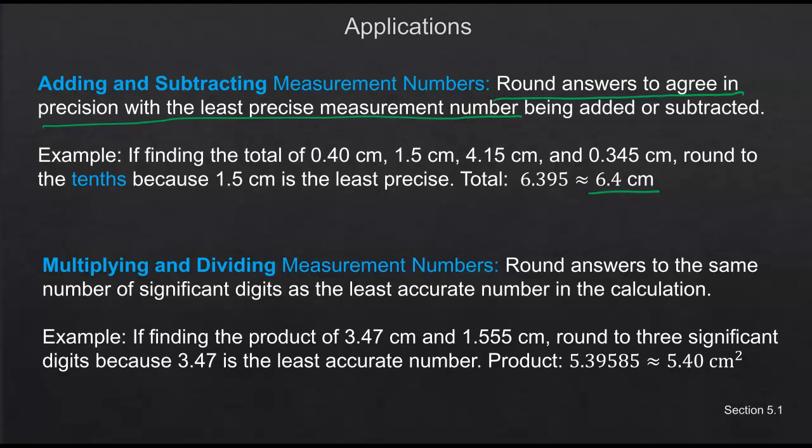When we're multiplying and dividing, we are going to round answers to the same number of significant digits as the least accurate number in the calculation. So when we're looking at these numbers, we can see that we are going to round to, right? We have 3 significant digits and we have 4 significant, so we're going to round to 3 significant digits. We probably need an overbar right here to show that we are rounding to 3 significant digits.